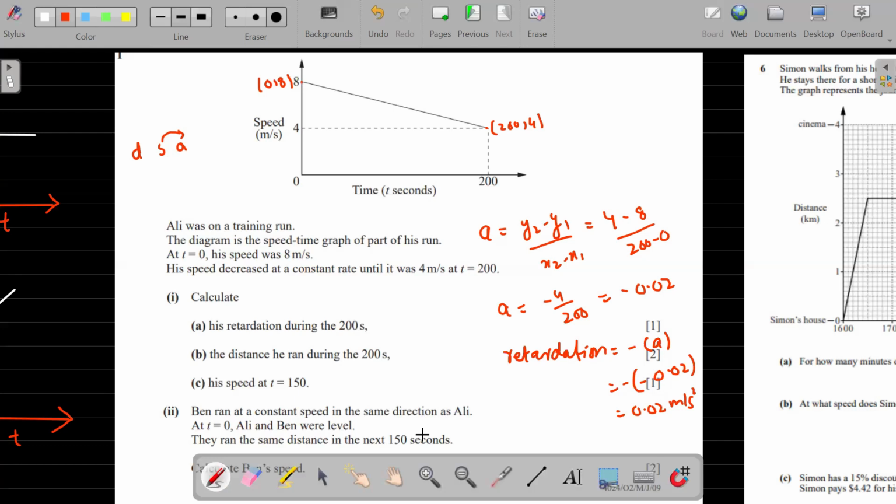Okay, now the distance he runs during the 200 seconds. We are going to calculate the distance now. As you can see, we have to integrate. They have already made this into shapes, so we can split this and choose the formula for the shapes, or we can choose the formula for the trapezium. It's totally our choice, whatever we want to do.